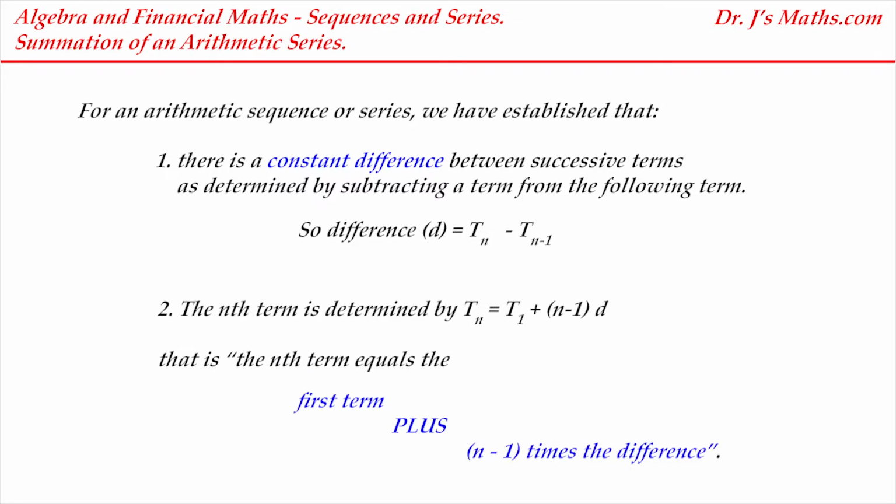Second, we were able to determine the nth term or the general term in an arithmetic sequence or series by realising that it was really the first term plus n minus one of the differences. So that gave us our computing relationship that we could use to calculate any particular term given a value of n.